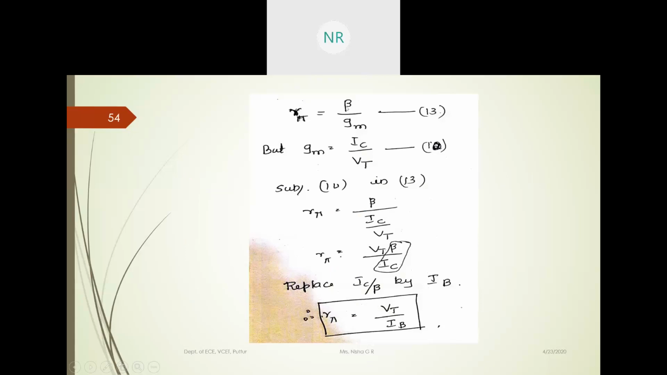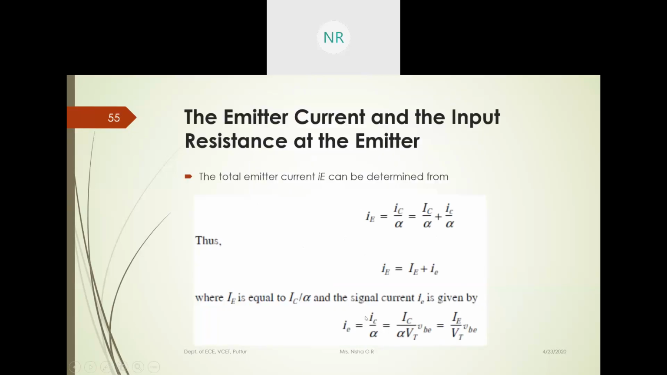See, r pi we know it is beta by GM. When you substitute GM is equal to IC by VT, at that time what happens? Your r pi, this VT will go to the numerator. So beta by IC is nothing but 1 divided by IB. So at that time we will be getting r pi as VT divided by IB. Okay, VT divided by IB. So this is the expression for your input resistance looking at the base terminal.